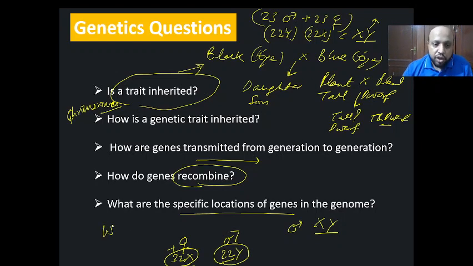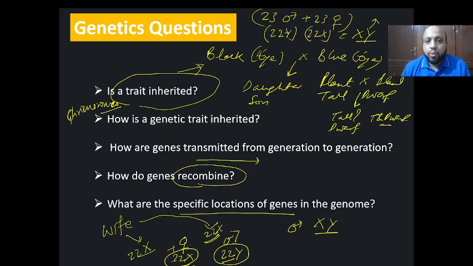This is not my contribution alone. My wife also transferred 22 chromosomes and the X chromosome to my daughter, and she also transferred 22 chromosomes and an X chromosome to the son. Now, this brings up a very interesting point: the sex is determined by the male, not by the female.